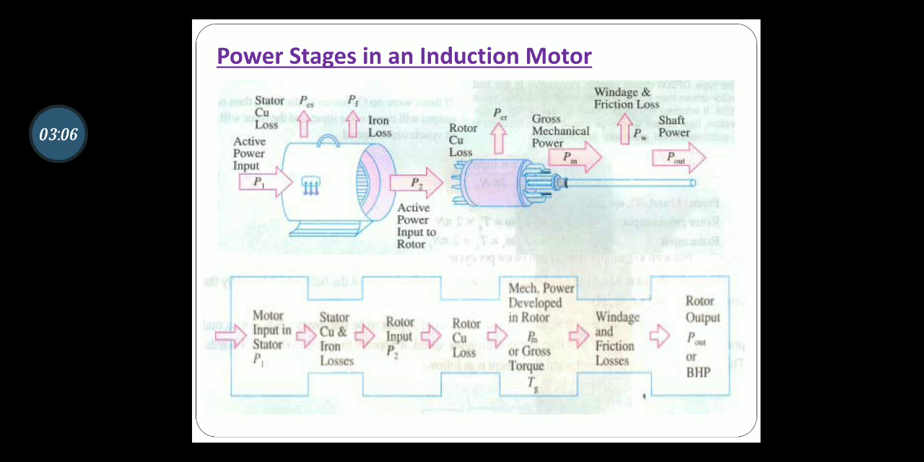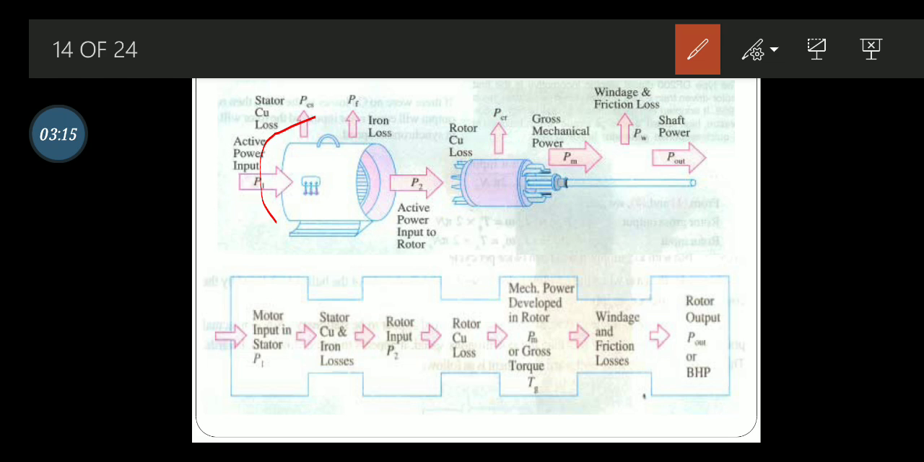So let us consider the stator and rotor part of an induction motor. So this is the stator part of an induction motor. So obviously the input you are going to give the stator part of an induction motor, so that is represented as the active input power, which can be represented as P1. So due to this input power, there are two losses will be occurred here. So one is the stator copper loss will be occurred, so this is the variable loss, and one more is the stator iron loss will be occurred. This is the constant loss or fixed loss.